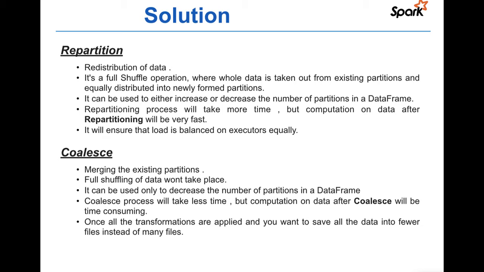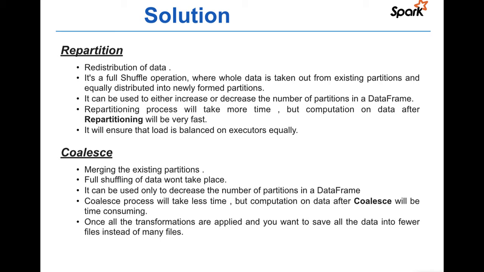So repartition is nothing but redistribution of data across all the data nodes uniformly. It is a full shuffle operation where the whole data is taken out from existing partitions and equally distributed into newly formed partitions. It can be used to either increase or decrease the number of partitions in the data frame. The repartitioning process will take more time, but computation on data after repartitioning will be very fast. It will ensure that load is balanced on executors equally.